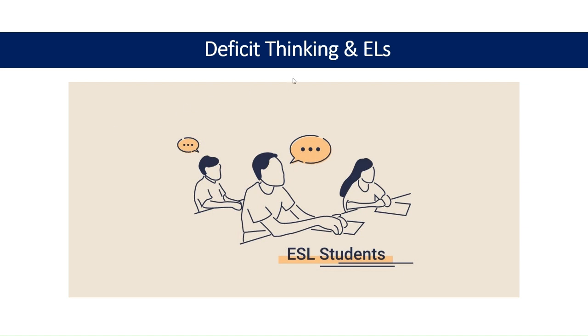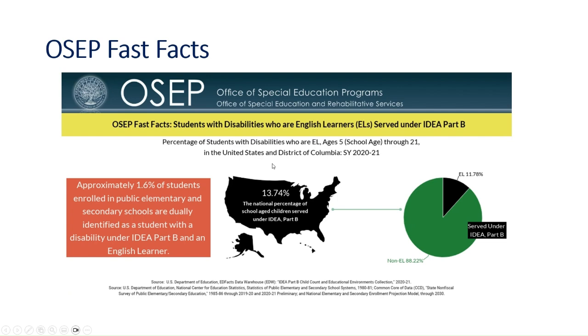And this deficit mindset can unintentionally lower teacher expectations and in some cases lead to inappropriate referral to special education when the student simply needs linguistic support and instructional scaffolding rather than remediation. I also want to briefly introduce a resource from the Office of Special Education Programs.